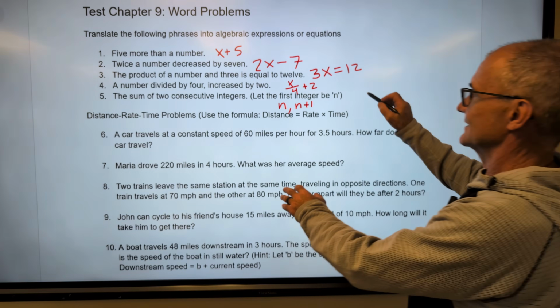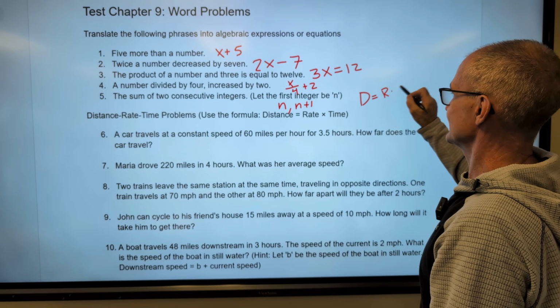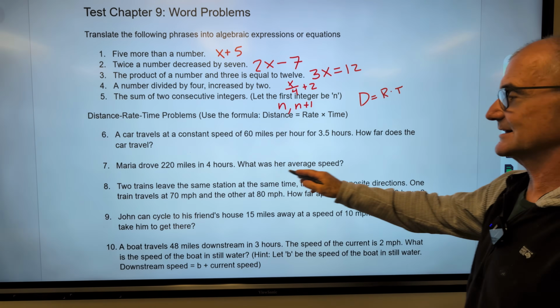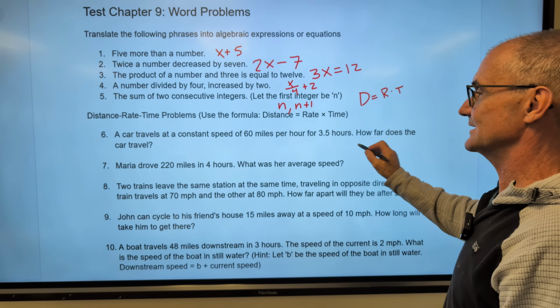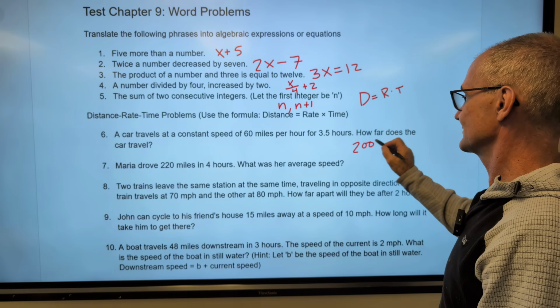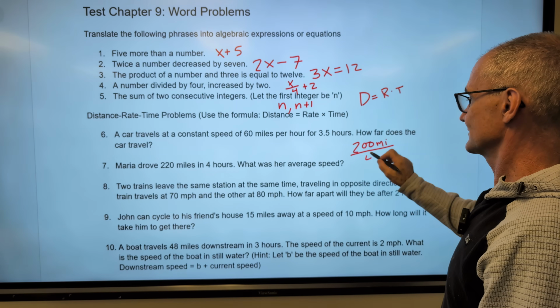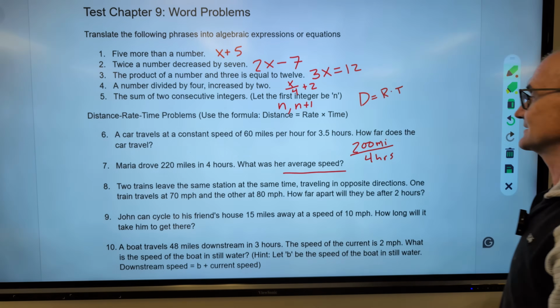So for distance rate, again, we have distance equals rate times time. It's pretty similar to the other one I did. Let me do a different one like this. The distance is 220 miles in 4 hours. So that's what's given, and then it's asking for rate.